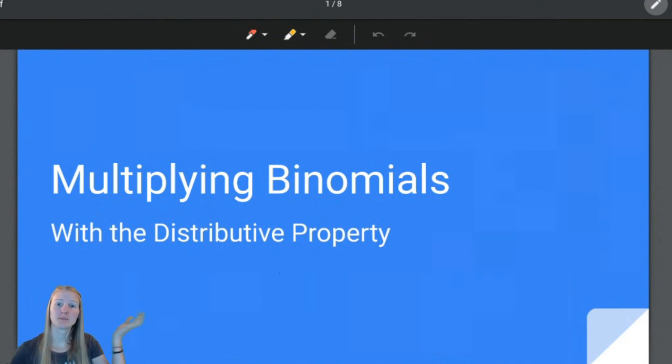We multiplied binomials in section 7.2, part 1. I showed you how to multiply binomials using the FOIL method, but I mentioned that there are two other methods that you can also use. So if you don't like foiling, welcome. And if you do like foiling, welcome. Either way, glad you're here.